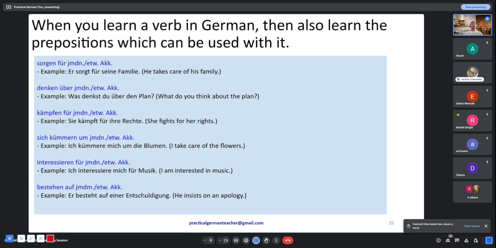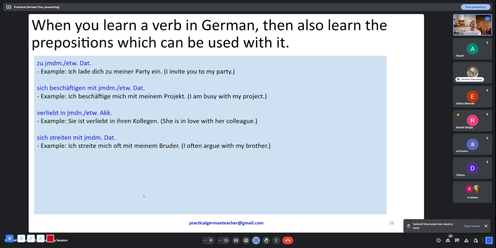Any more questions? If not, thank you very much, Vaishali. Akash, do you mind reading? You can mute yourself, Vaishali, please. Akash, please read, if you don't mind.